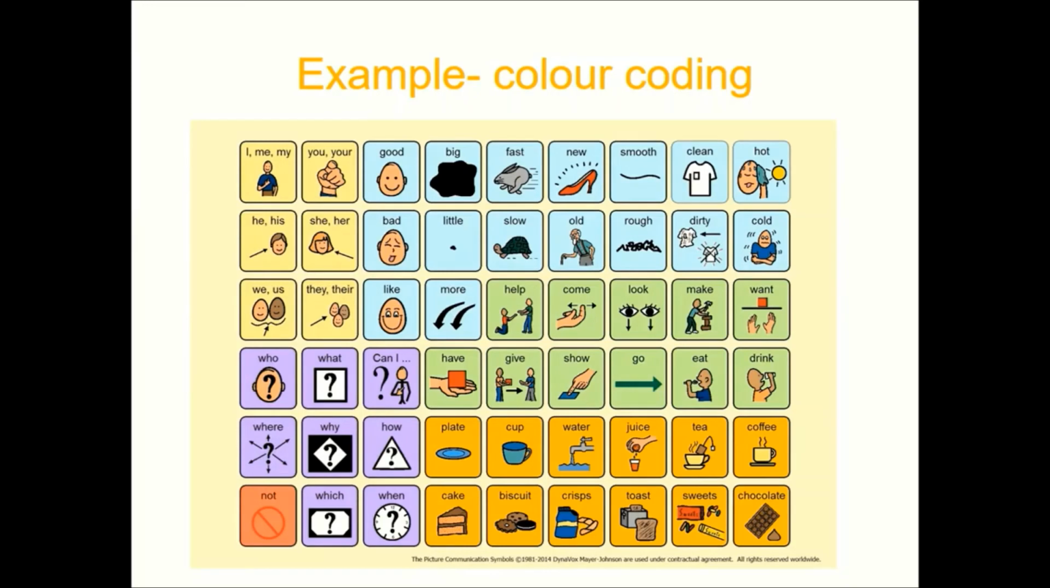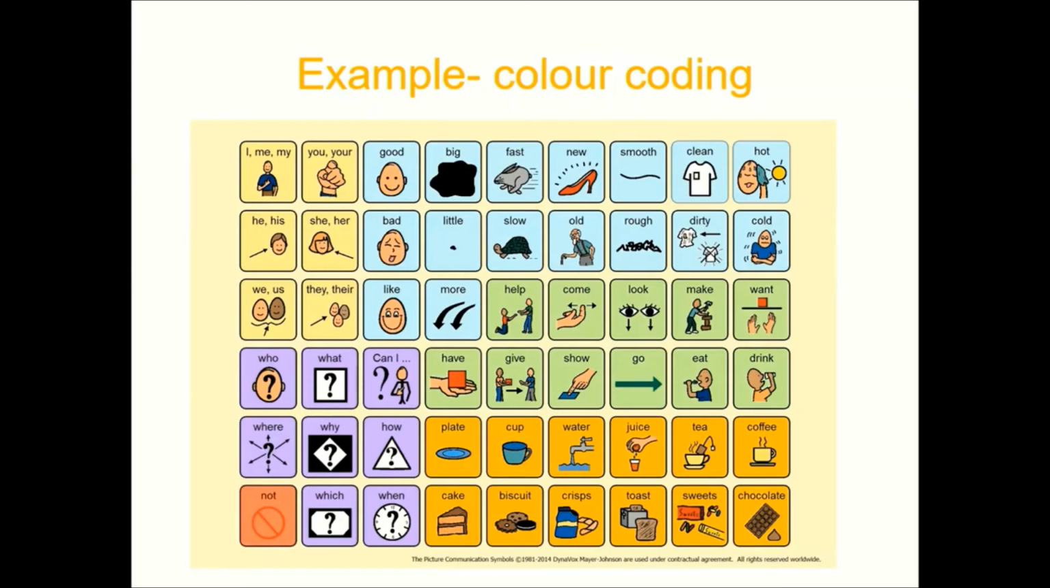So this is just an example. We've got the pronouns in yellow on the top left. We've got the adjectives in blue. And it does break up the page quite nicely. And it gives you a quick reference for knowing where you want to go to. Like all the question words are in purple. So when I've got a question, I'm looking for a purple cell already. So it can be helpful.